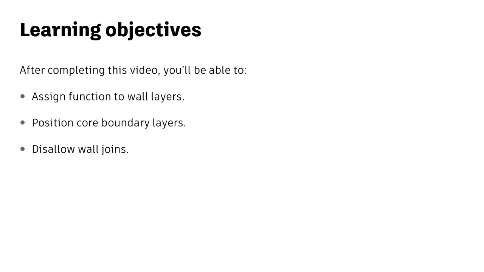In this video, we will show how to assign function to layers in a wall type and position the core boundary layers to control the cleanup between walls when they are joined in the model. We will also show how to stop walls from joining when the junction is not required.